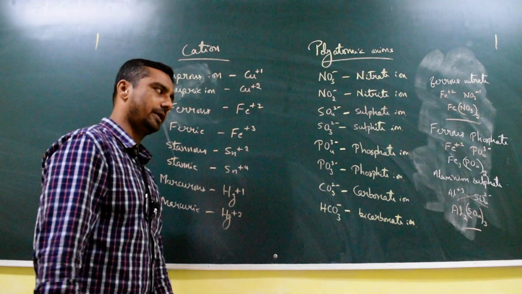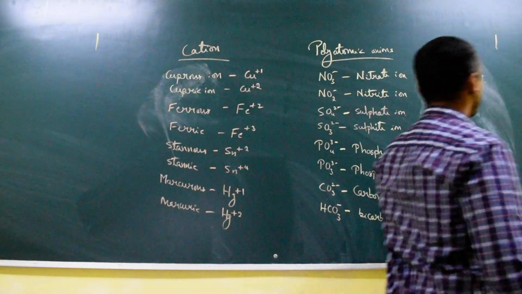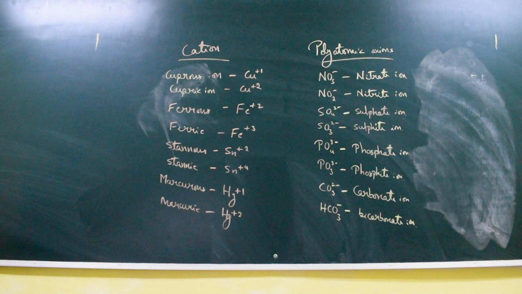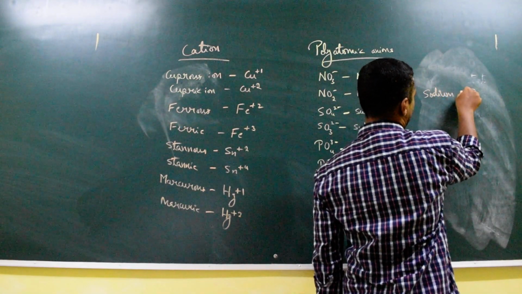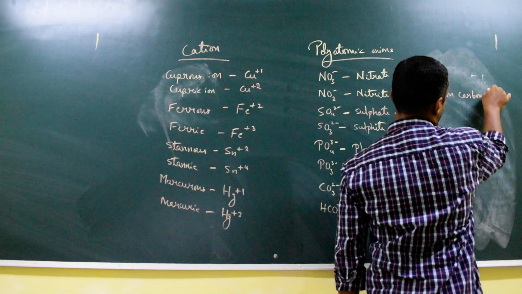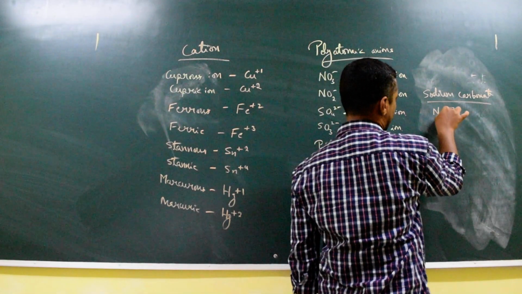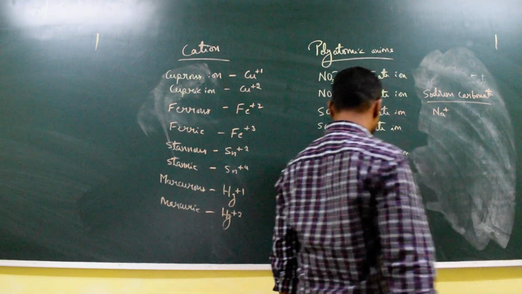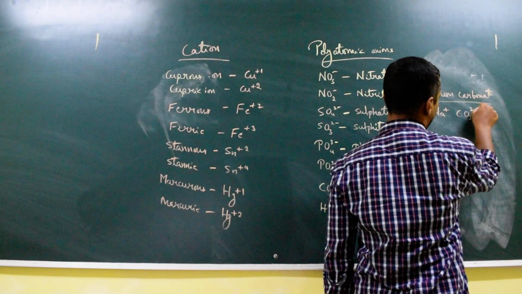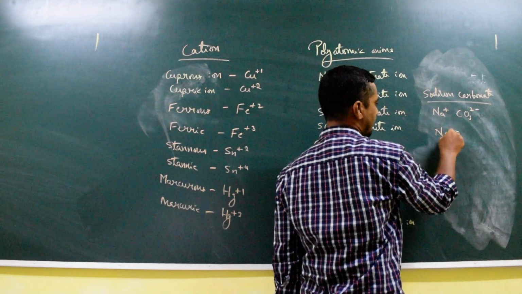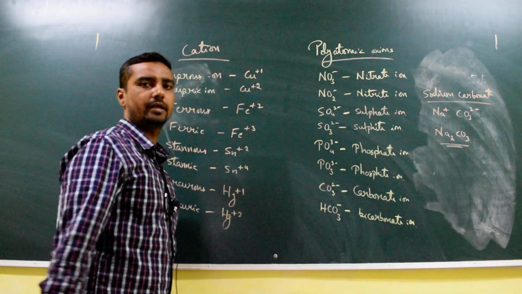That is sodium carbonate. What is the formula for sodium carbonate? We know sodium exhibits the +1 oxidation state, that is Na plus. Carbonate we know, that is CO3 2 minus. So this 2 comes down here, then it becomes Na2CO3. This is the formula for sodium carbonate.